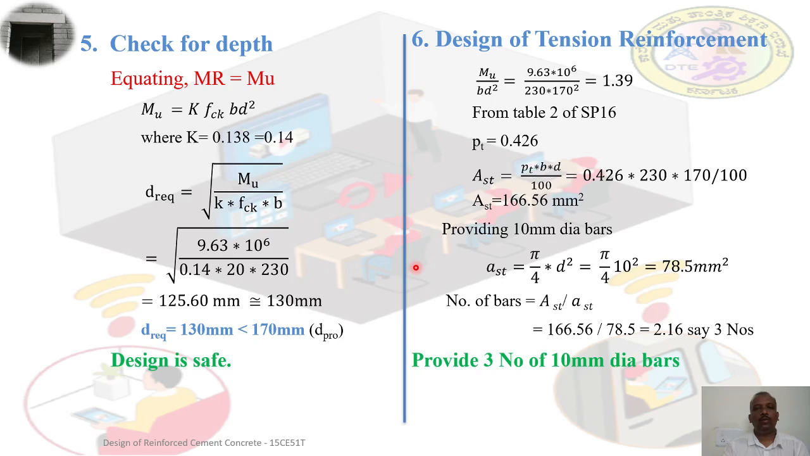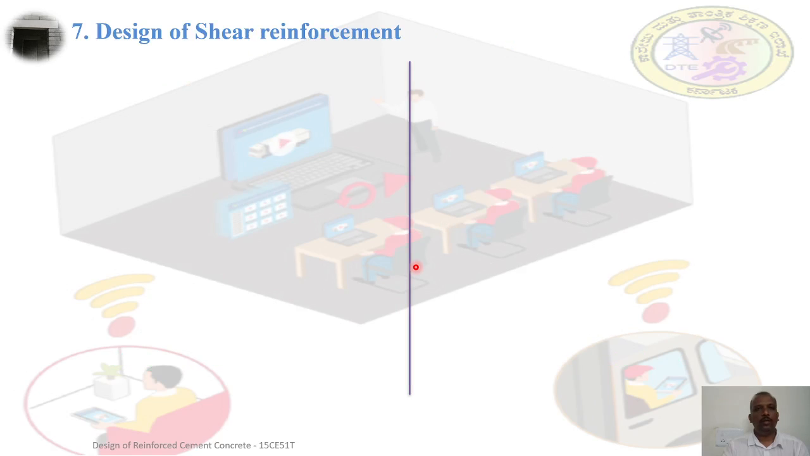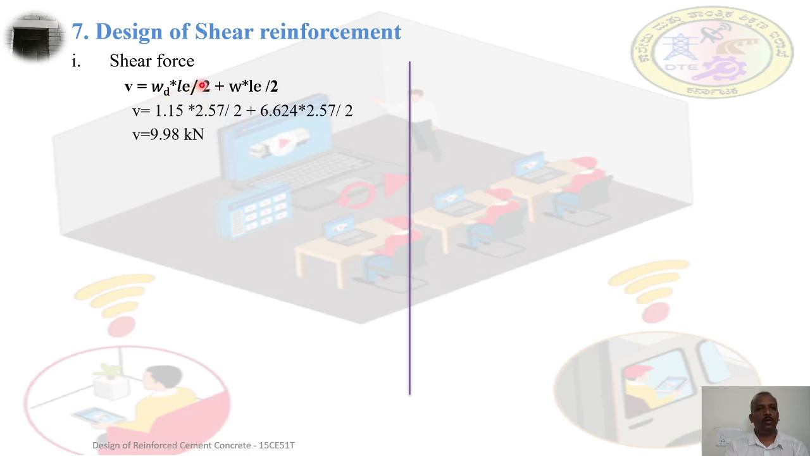But next we'll go for the shear. For the design of shear reinforcement, we need to first calculate the shear force. We already have two loads. One is due to dead load, another one is due to the wall above it. Both are in the form of UDL. That's why we can calculate separately, or we can do it by adding both the loads. By adding the two values, calculating shear force, we can get the values. Shear force is equal to 9.98 kilonewton.